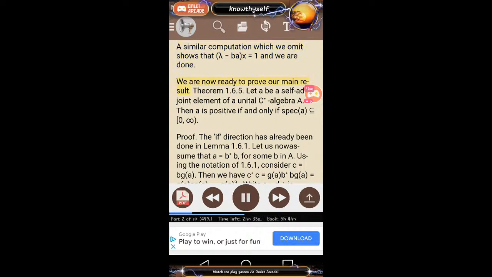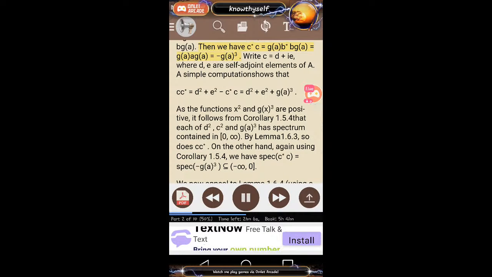We are now ready to prove our main result. Theorem 1.6.5. Let A be a self-adjoint element of a non-unital C* algebra, then A is positive if and only if spec A is contained in [0, ∞). Proof. The if direction has already been done in Lemma 1.6.1. Let us now assume that A equals B*B, for some B in A. Using the notation of 1.6.1, consider C equals B g_A. Then we have C*C equals g_A B*B g_A, which equals g_A A g_A, which equals −g_A^3.